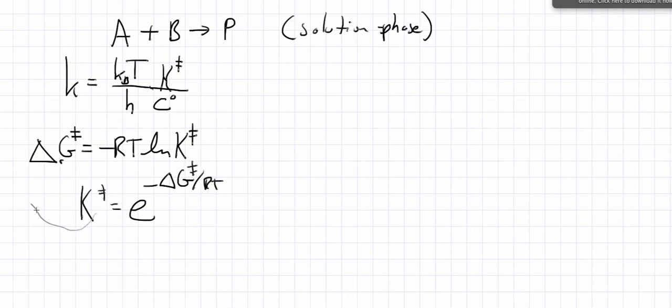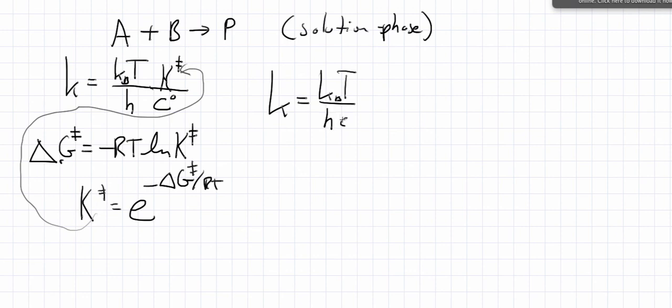And we can put this in this expression and get a new expression for the rate constant. It's kT over hc, where c is the standard concentration, times e to the negative delta G double dagger over RT. So now we can see that the Gibbs energy difference between the transition state and the reactants is going to determine the size of this rate constant. And so we can actually get quantitative about the relationship between the rate constant of a reaction and the Gibbs energies of the transition state and reactants.